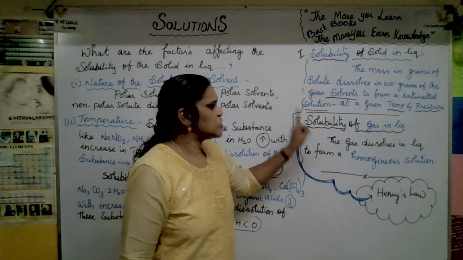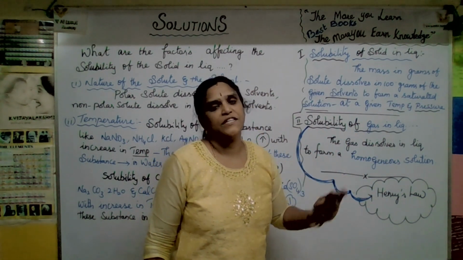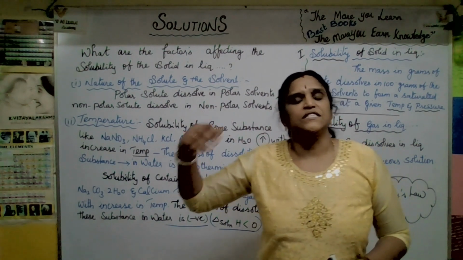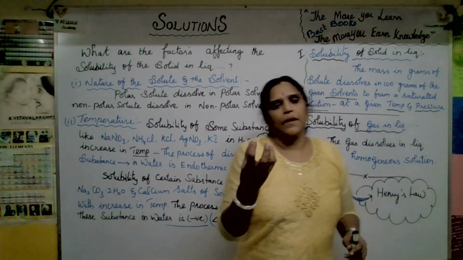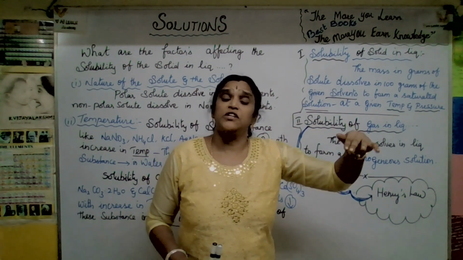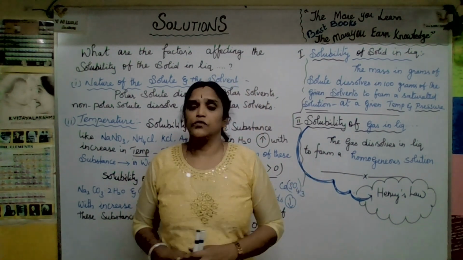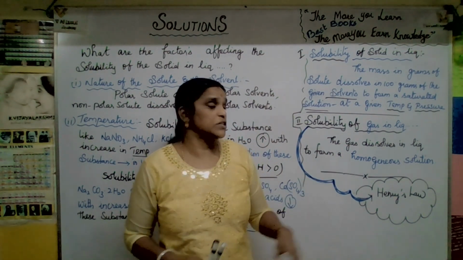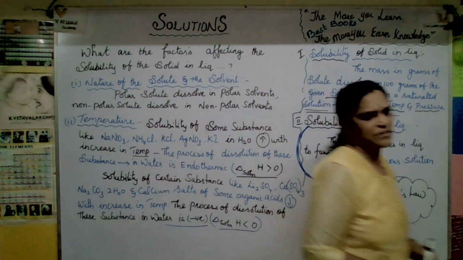Now let us see the solubility of a gas in liquid. A gas dissolves in a liquid to form a homogeneous solution. For example, hydrogen dissolved in water, or oxygen dissolved in water. Aquarium plants and animals breathe oxygen that is dissolved in water only. That is a gas dissolving in water to form a homogeneous solution, completely dissolved. In that way, let us watch the factors affecting it, and Henry's law also.